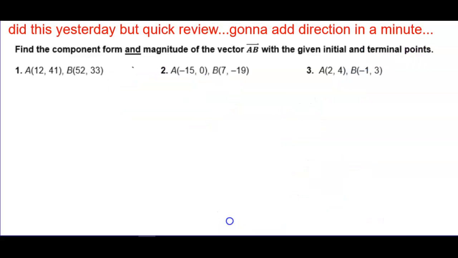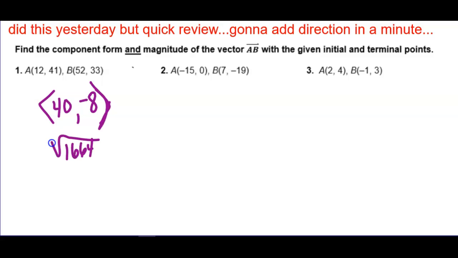So we did these all yesterday. We're going to go back and do these in a minute in another way, so I'm going to fly through them real quick. Let's see, 12 up to here was 40, and 41 down to here was -8. Whoops. And then that was the square root of 1664, or 40.8. That's the magnitude. In a minute, we're going to talk about the direction. Okay.